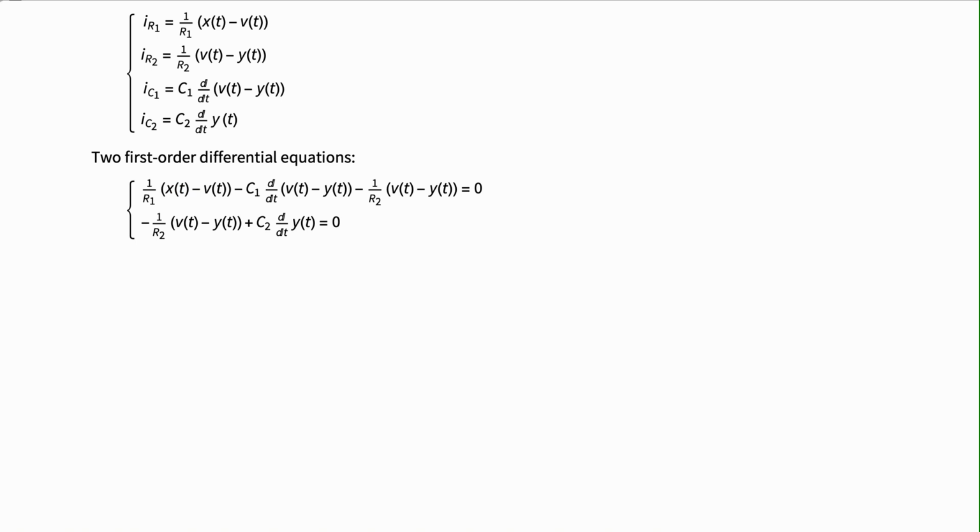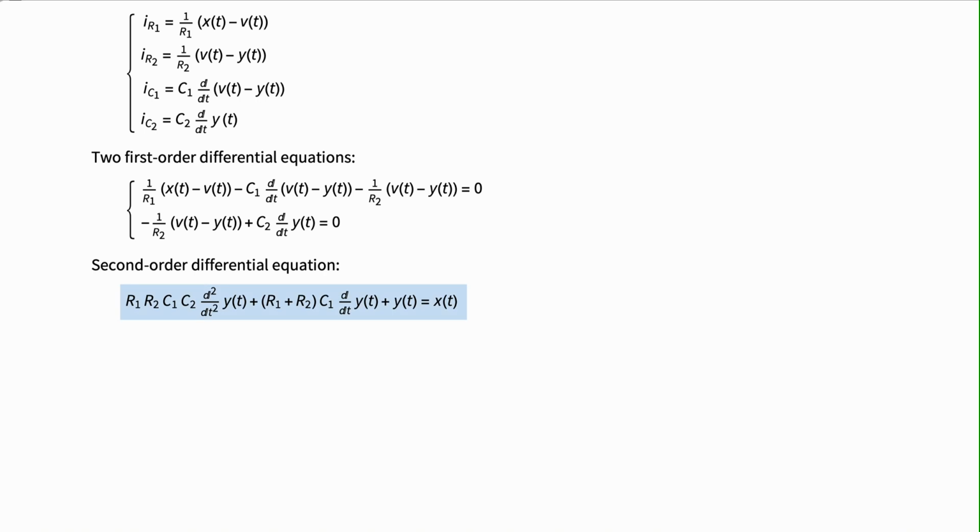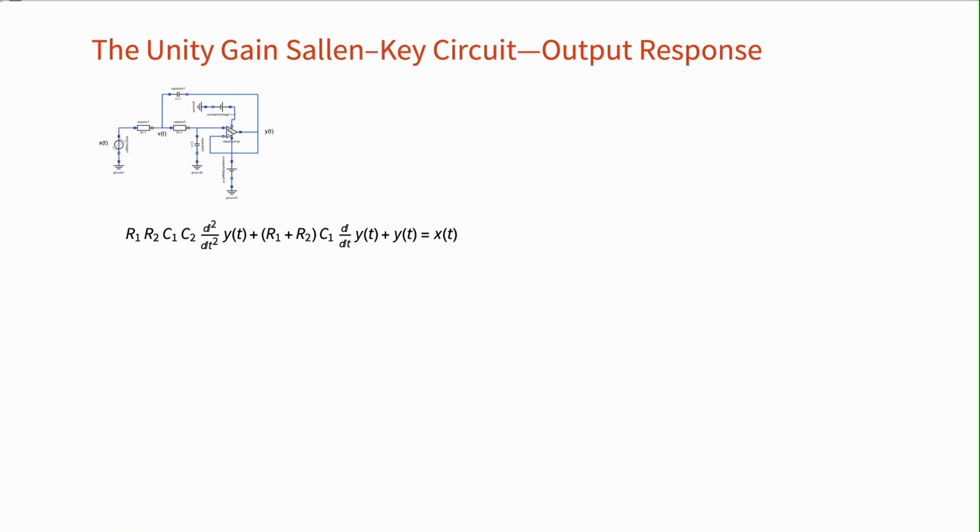We could also solve here for v(t) and then have one equation in terms of just y(t). This equation is a second-order differential equation, as indicated here, since we have the second derivative of y(t). Again, the coefficients are constant, and so we have a linear constant coefficient differential equation.